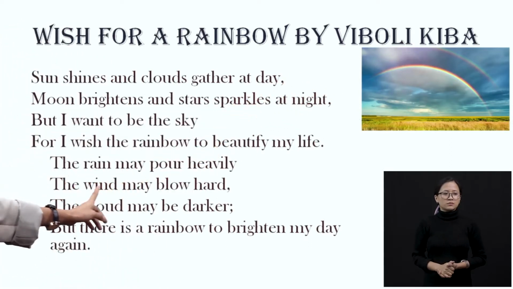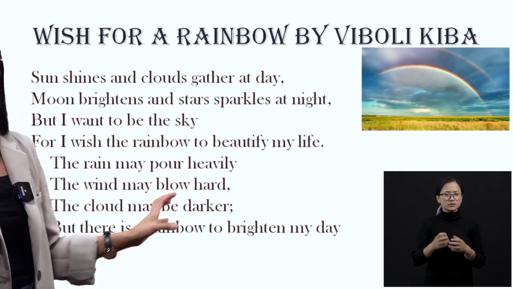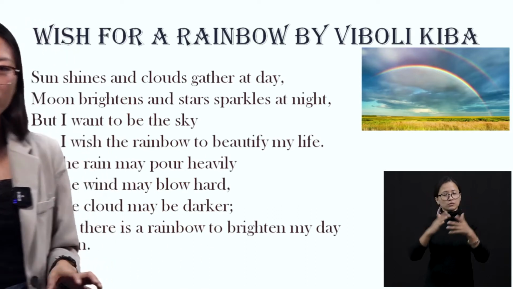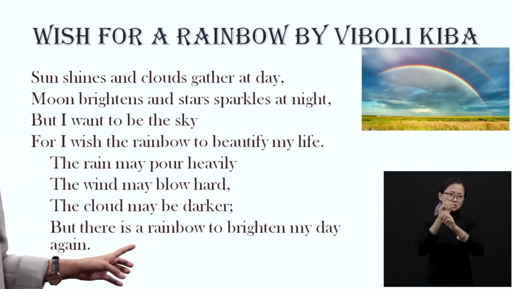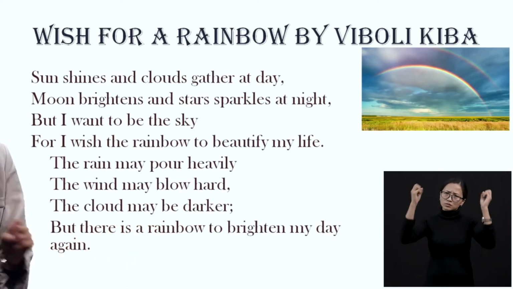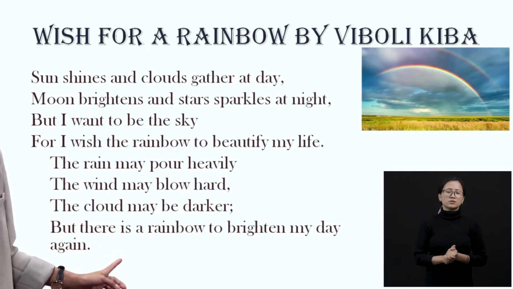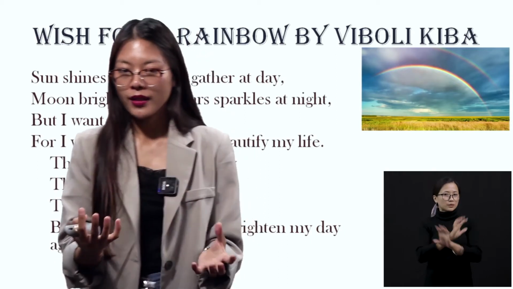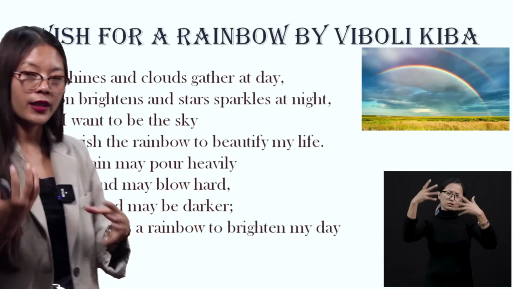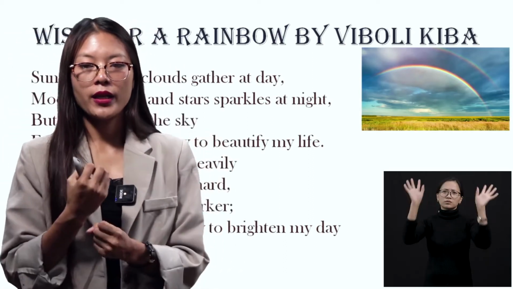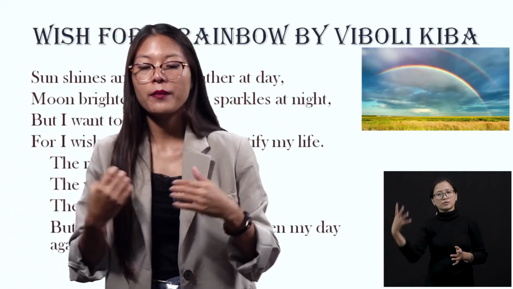Now, the rain may pour heavily, the wind may blow hard. See, though it may rain heavily, or though it may be very windy and the winds are blowing very hard, the cloud may be darker. Even if the clouds are very dark, as clouds become dark when it rains, there is a rainbow to brighten my day again. The poet is saying that even if it is raining, even if it is windy, or if it is dark and the weather is very gloomy, at the end I will have the rainbow to beautify my life, right?